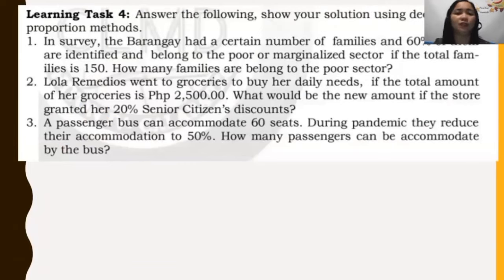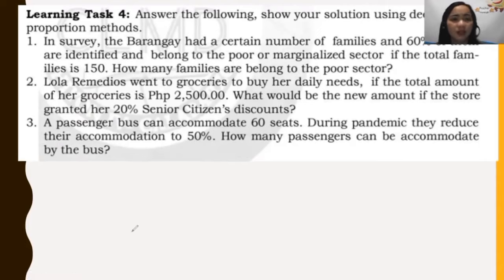And in learning task number 4, answer the following. Show your solution using decimal or proportion method. So pareho lang tama yung decimal at proportion method. So kahit alin doon ay pwede nyo gawin. But let us first explain the following problem. In a survey, the barangay had a certain number of families, and 60% of them are identified and belong to the poor or marginalized sector. If the total families is 150, how many families belong to the poor sector?